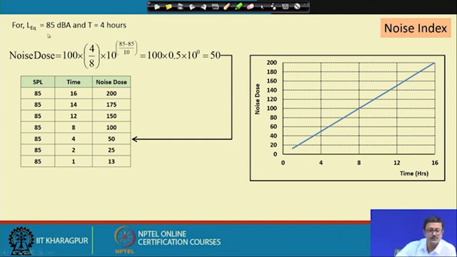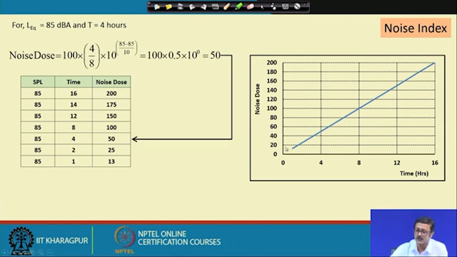So, let us calculate if it is 85 dB and for 4 hours. Then T becomes 4 and 85 minus 85 will be 0, 10 to the power 0 is 1, this is 0.5, so 50. So, from 8 hours to 4 hours the dose drastically dropped by half. T is linear, T does not come under 10 to the power.